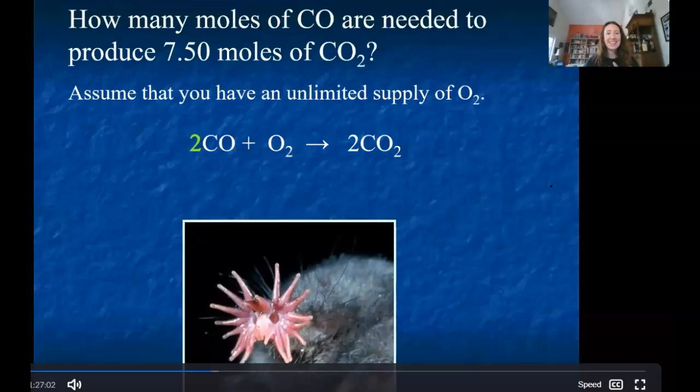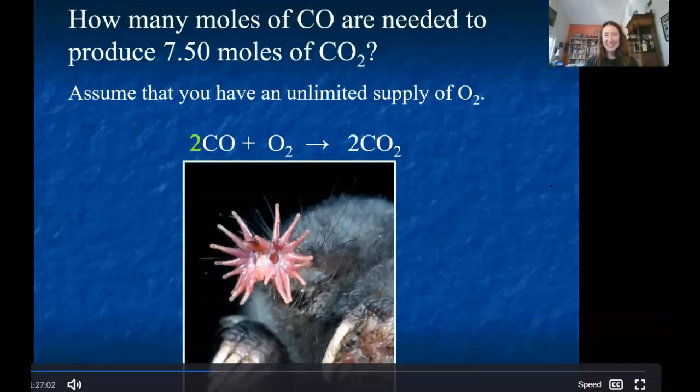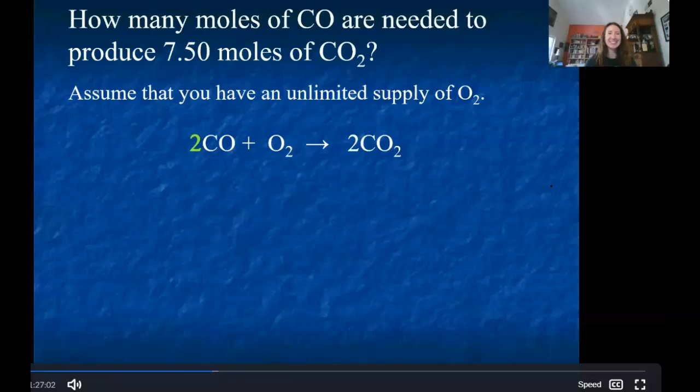Okay, this is a star mole. Isn't it cute? It's such an ugly mole.